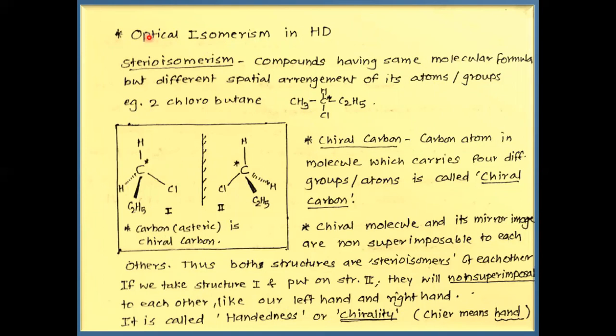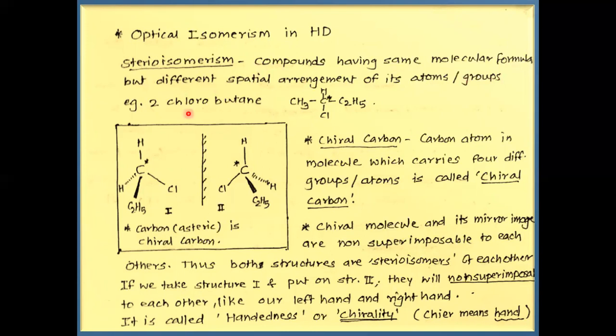Now next, from the previous slide, we are going to continue with optical isomerism in halogen derivatives, and here, stereoisomerism. So what is the definition? Compounds having the same molecular formula but different spatial arrangement in space of their atoms or groups.